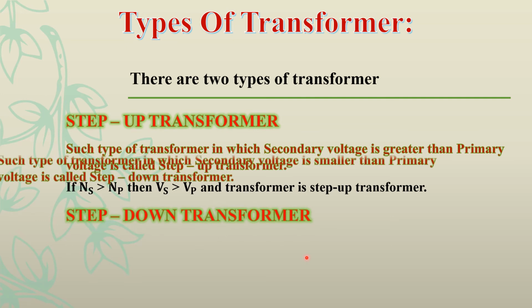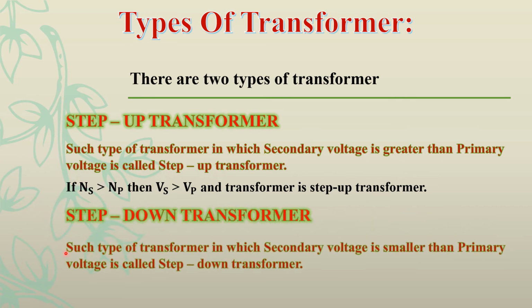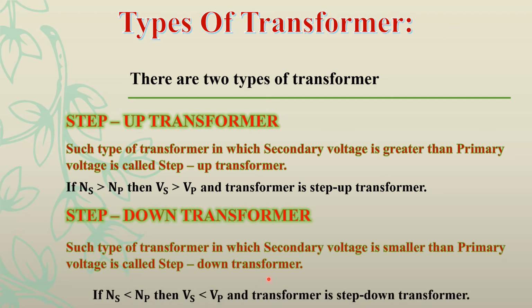Step down transformer. Such type of transformer in which secondary voltage is smaller than primary voltage is called step down transformer. We use a step down transformer where we need less voltage as compared to input voltage. So when we need less voltage in output, we can decrease the number of turns of the secondary coil.